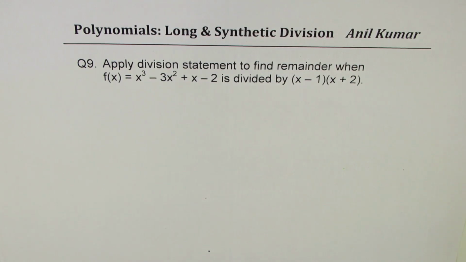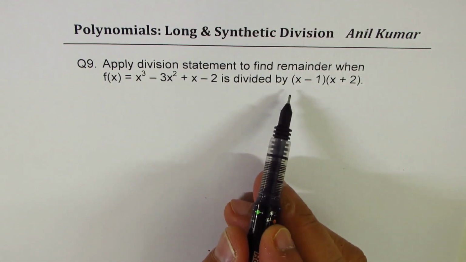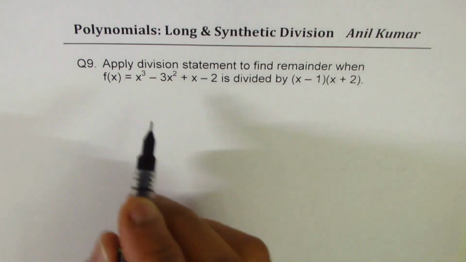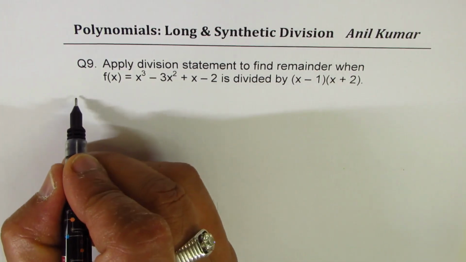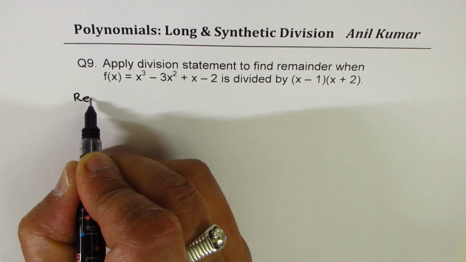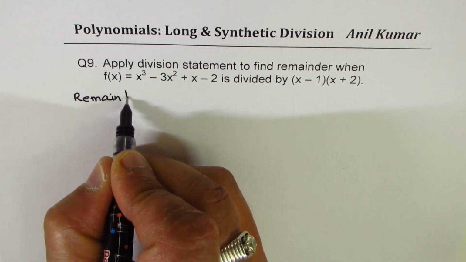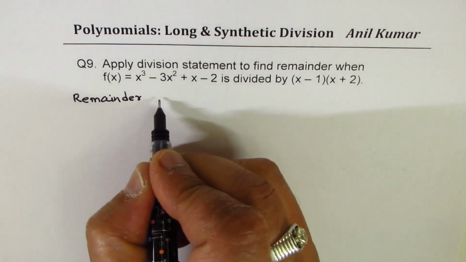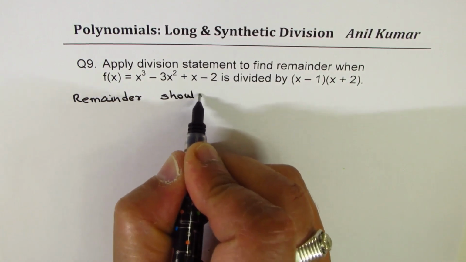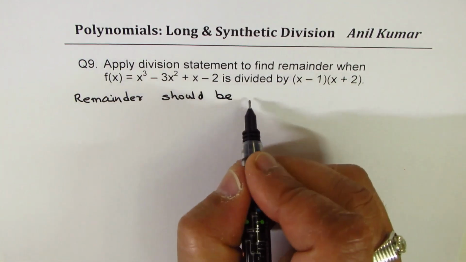Now let us try to understand how we can solve this question. Now since the divisor is quadratic, we expect the remainder to be linear, right? So remainder should be linear.